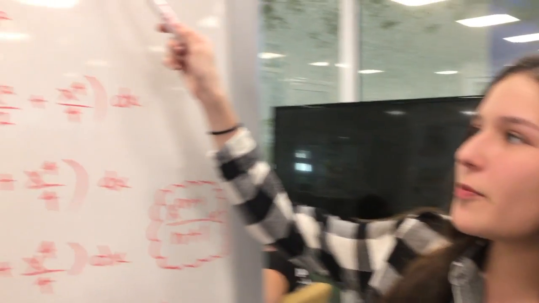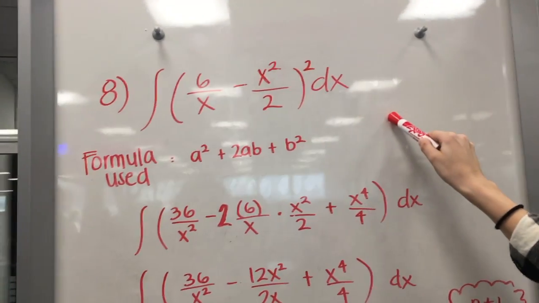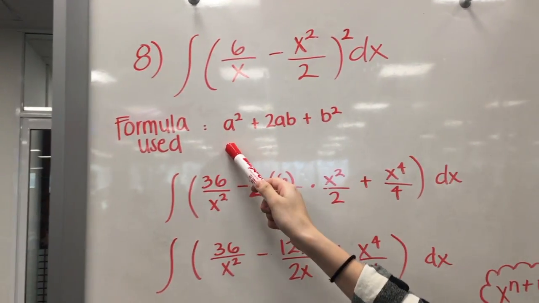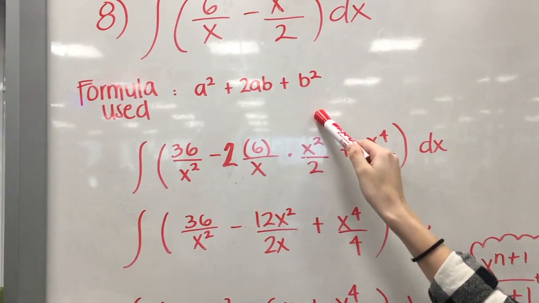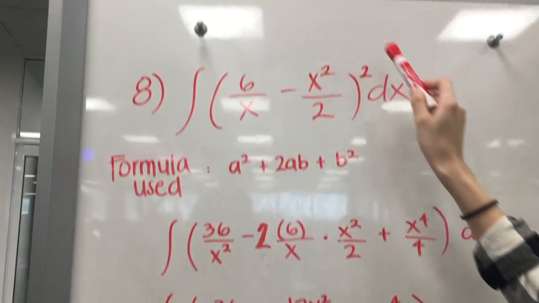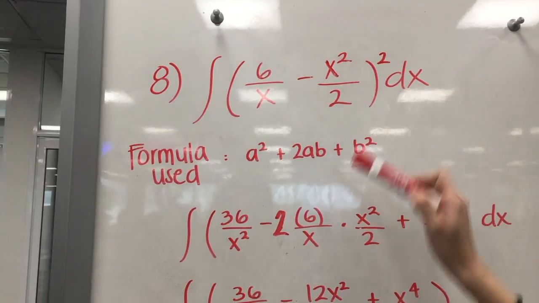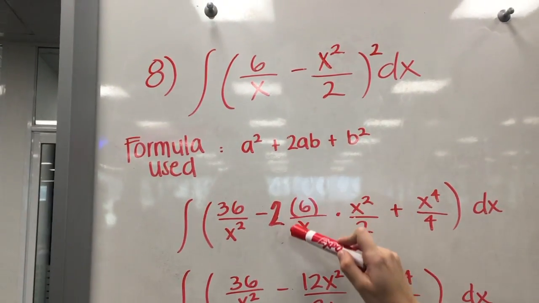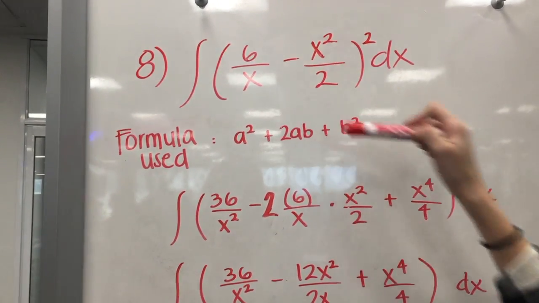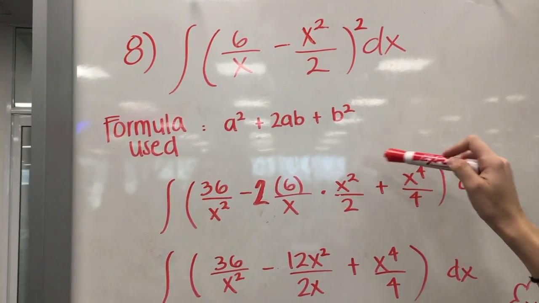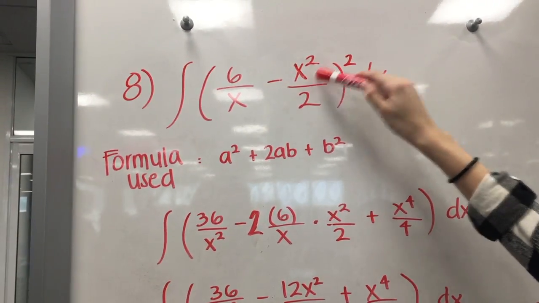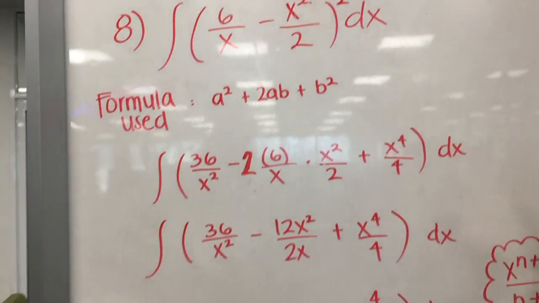Going to solve the problem number 8. So as you can see, we have the equation raised to the second power, and we use this formula, a squared plus 2ab plus b squared. Then we did the multiplication of 6 to the second power, x to the second power, minus 2ab, which is minus 2, times a, which is 6 over x, times x to the second power over 2, plus b squared, which is x to the fourth power over 4.